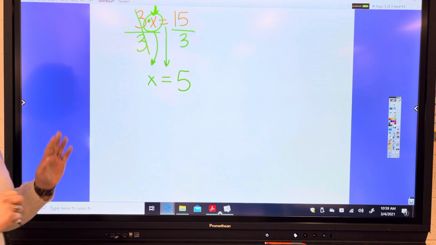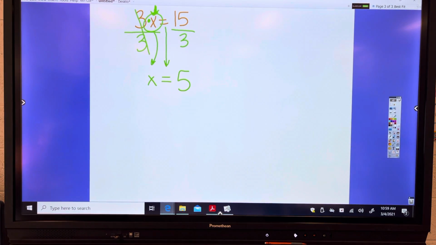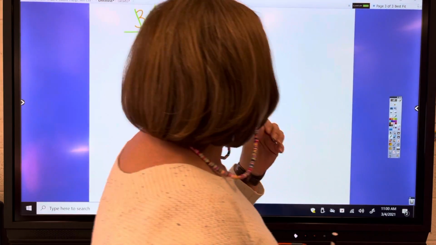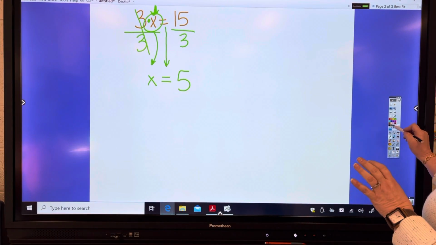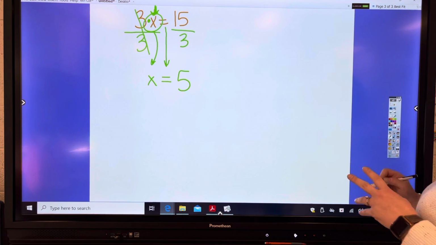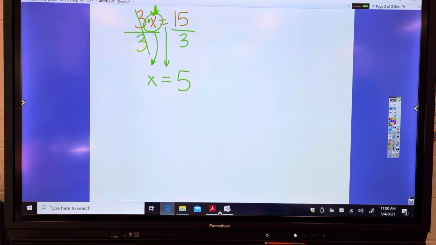All right? We've done this before, right? We've done it with whole numbers. We've done it with decimal numbers. And today, we're going to do it with fractions. It's the last little bit of our algebraic puzzle. So, the very first problem on your paper does not have whole numbers.